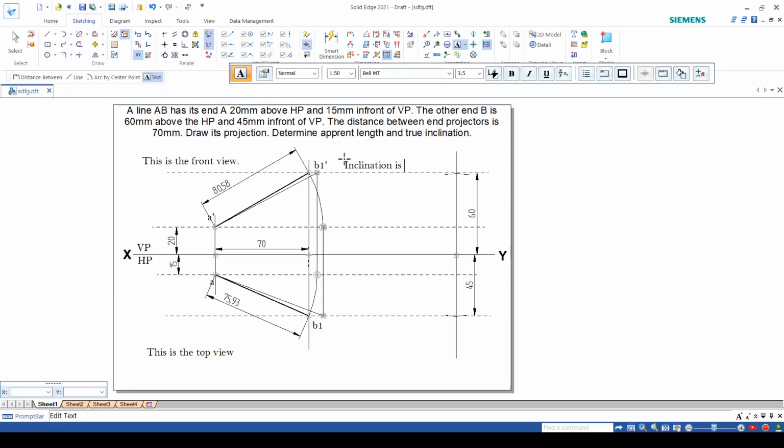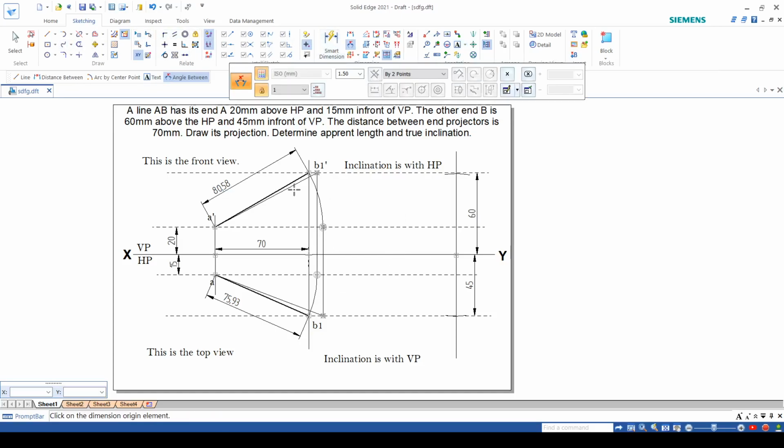Inclination with HP. Inclination with VP. Now I just measure it. Since the two lines are equal, the true lengths of these two lines are equal, but the angles can't be the same. So the angles would be different.